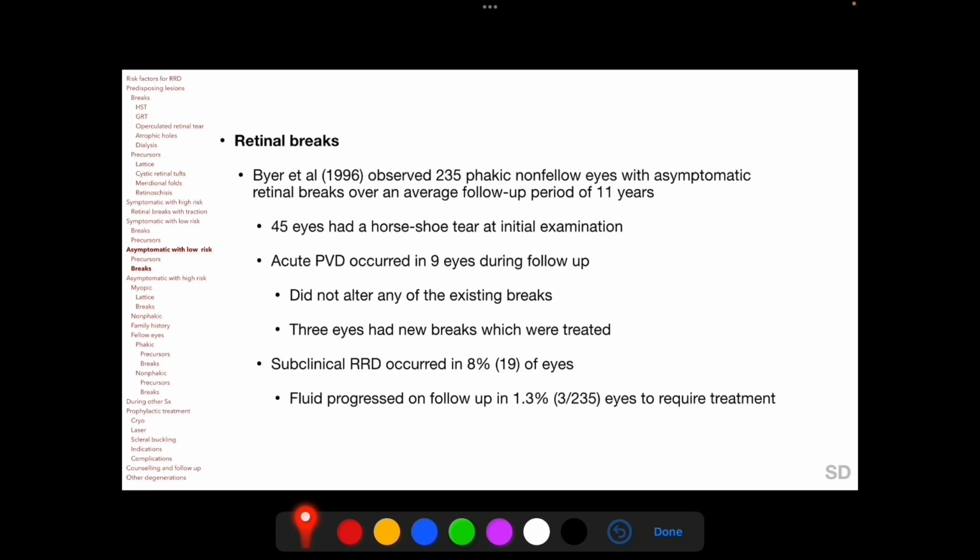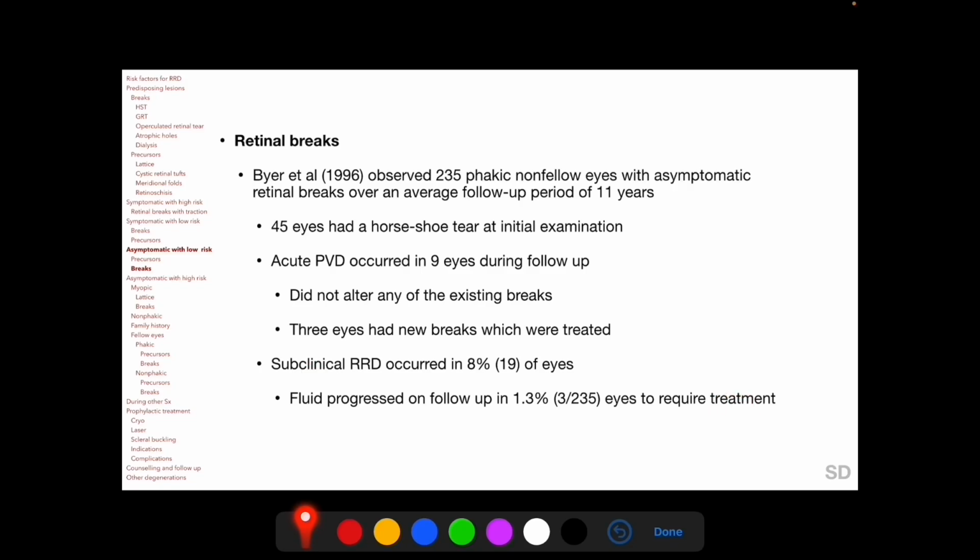In another report, Byer et al. described the fate of 235 phakic non-fellow eyes with asymptomatic retinal breaks followed up for an average period of 11 years. Out of these 235 eyes, 45 eyes had a horseshoe tear at initial examination. Acute PVD occurred in some of these eyes during follow-up, but in none of these eyes did acute PVD alter any of the existing breaks. Three of these eyes with acute PVD had new breaks which were treated. And although subclinical RRD occurred in 8% of these eyes, fluid progressed in only 1.3% of these eyes to require treatment.